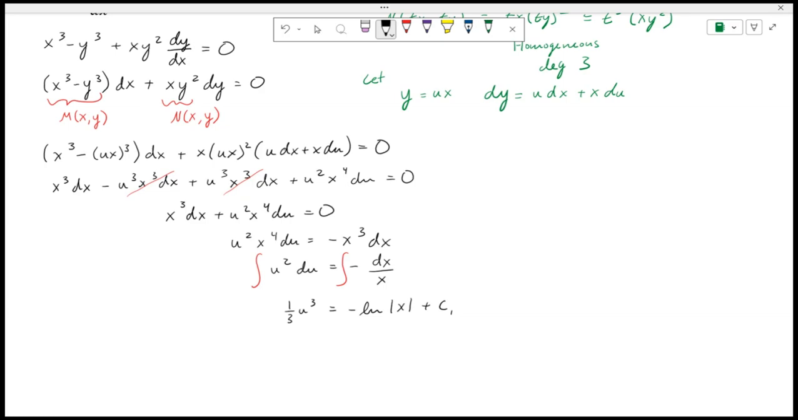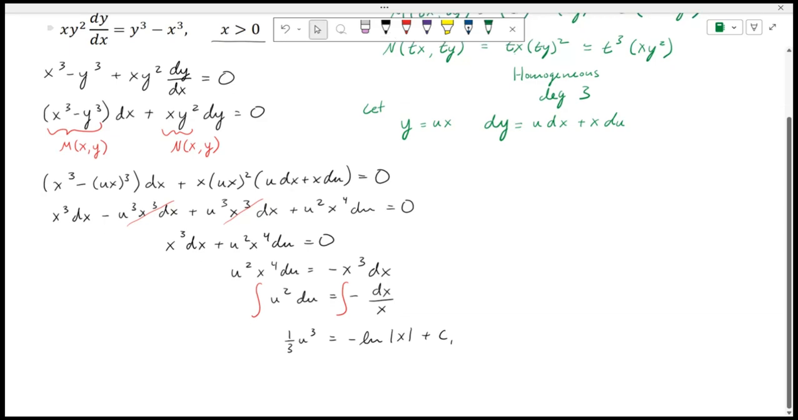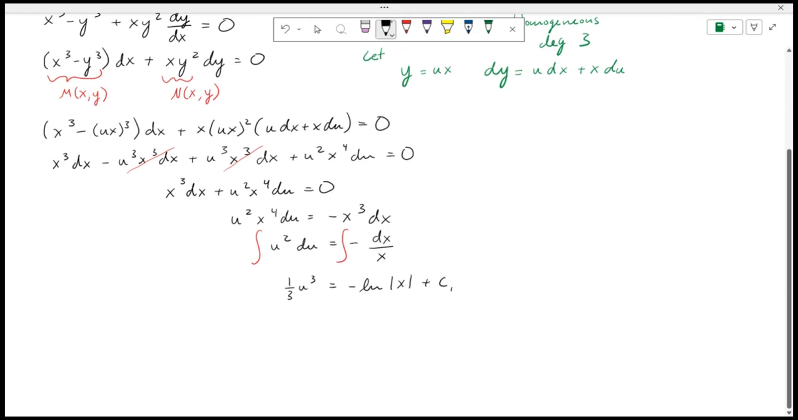Okay, now how much you solve this is kind of up to you. Unless the instructions are really explicit on the form of the final answer, I am going to go ahead and solve this all the way for y. And I do want to actually note that the instructions on this problem said that x is greater than 0. So I'm going to actually be able to drop off the absolute value on the x inside the natural log there. Okay, so next I'm going to get rid of the 1/3. I'm going to multiply by 3. So u cubed is equal to negative 3 natural log of x plus, and I'm going to just fold that 3 when I multiply it by c1 into a new constant, and I'll call that c2.